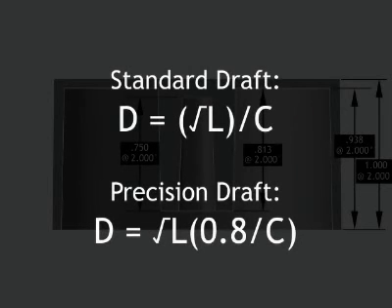In some cases, draft is applied by using distance instead of angle. The formulas for applying draft distance are as follows. D equals the square root of L divided by C. D equals the square root of L times 0.8 divided by C.